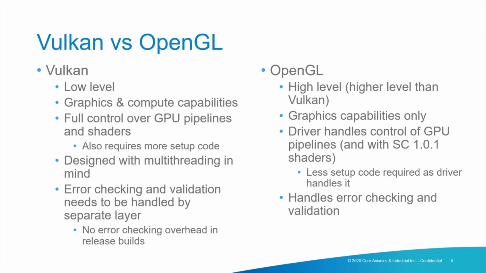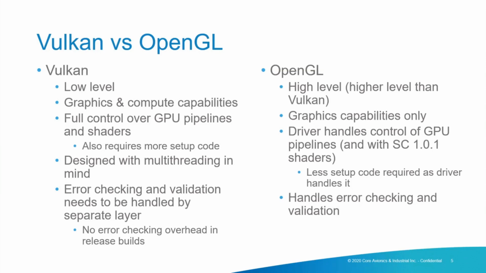The last point about Vulkan, which is a very big difference than OpenGL, is error checking and validation of how the API is used is not handled by the driver at all, versus in OpenGL, it's mandatory that the driver implements error checking and validation. So what this means is error checking can be added in as a separate layer, which is completely supported by Vulkan, and then stripped out when you have a release build.